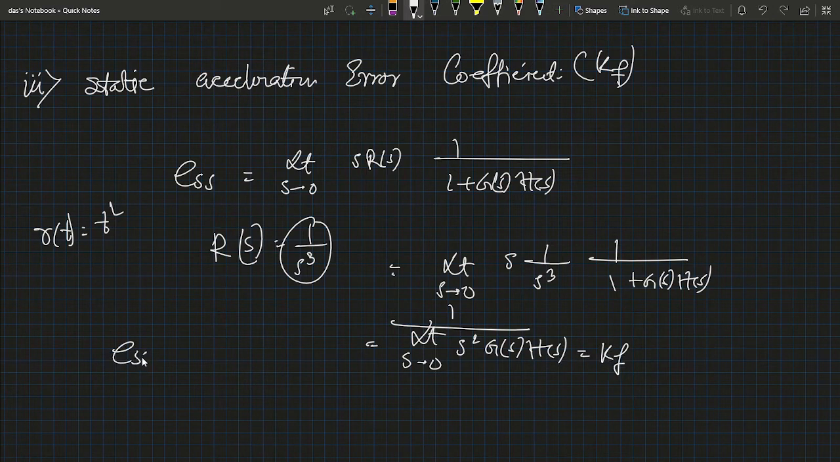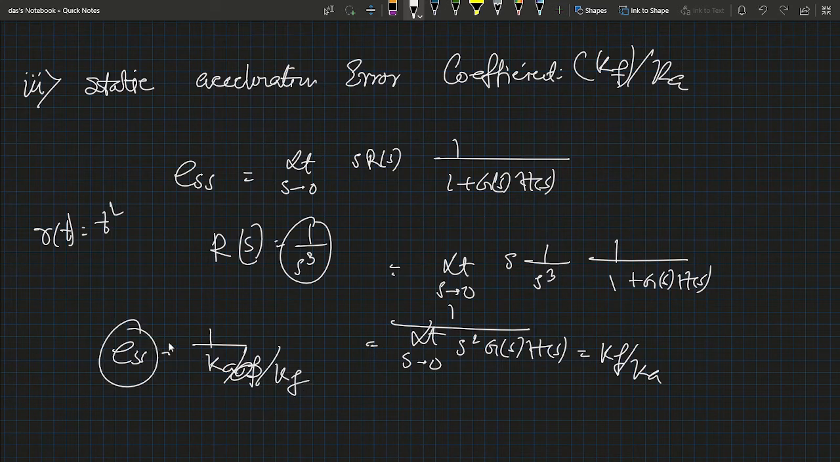So basically the steady state error is 1 divided by Ka. This is also known as the acceleration constant, Ka or Kf, either one. So ESS is basically 1 divided by Ka. Now this is a general discussion about the three steady state errors and their error coefficients. And now we discuss the type of transfer function and steady state error.